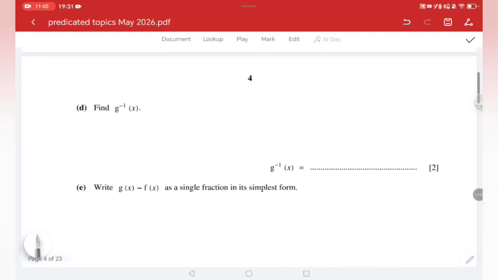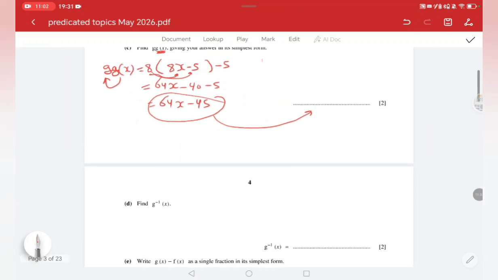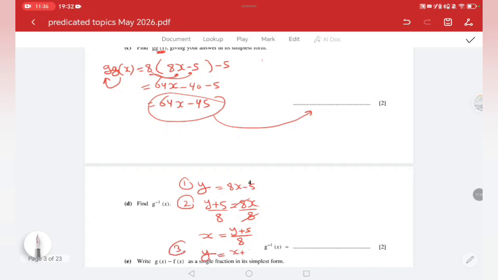Then find the inverse function of g. Okay. Number one, in the inverse functions usually write y instead of f of x or g of x. So y equals to 8x minus 5. The second step, make x subject. So y plus 5 equals to 8x. So divide both by 8. So x equals to y plus 5 over 8. The last step, usually we swap them. So y equals to x plus 5 over 8. This is the inverse function.